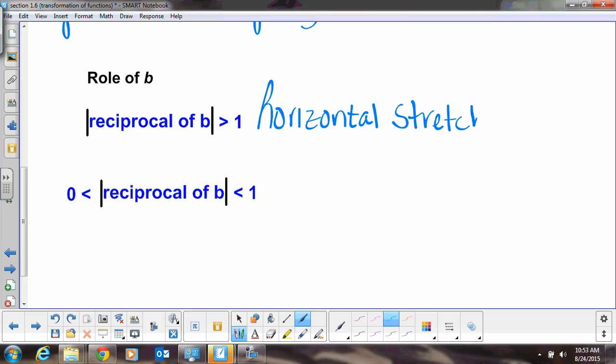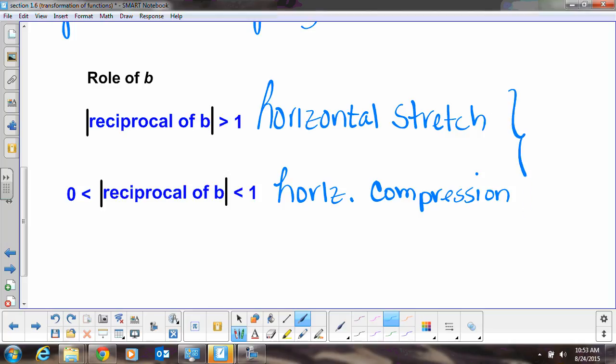That means it gets closer to the y-axis. Reciprocal of B between 0 and 1 is going to be a horizontal compression, meaning it gets farther away from the y-axis. And in this case, you will multiply what variable? X values by the reciprocal of B. It's all about the reciprocal.